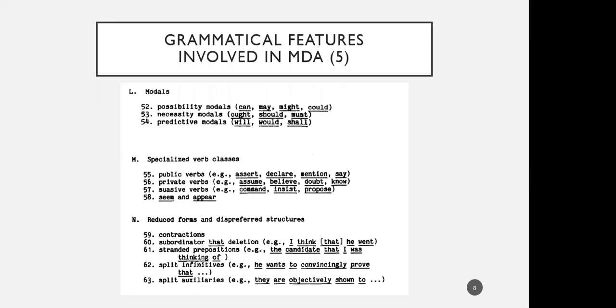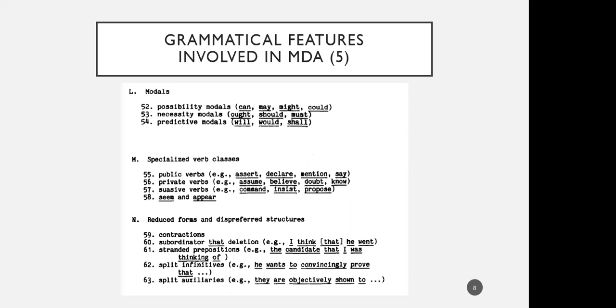Three types of modal verbs. They are possibility modals, necessity modals, and predictive modals. Specialized verb classes. Douglas Biber distinguishes four specialized classes of verbs. They are public, private, persuasive, and syntactic here, which form one class. So public verbs involve actions that can be observed publicly. They are primarily speech act verbs such as say, explain, declare, and so on.